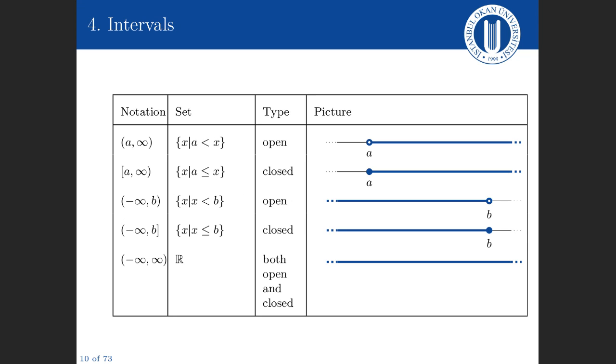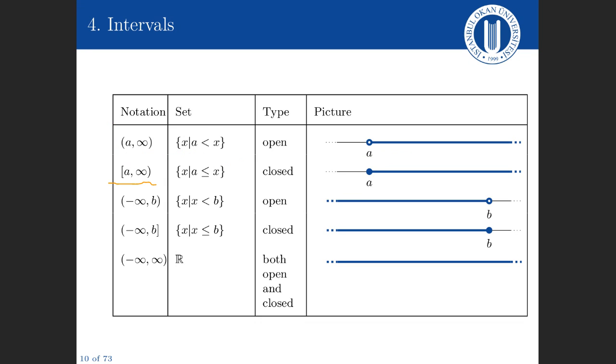Some examples, some pictures. First of all, round bracket a comma infinity round bracket means all of the numbers x such that x is strictly greater than a. Here's the picture. It's the interval from a to infinity that doesn't include a. This interval does not include its endpoint, so this is open.